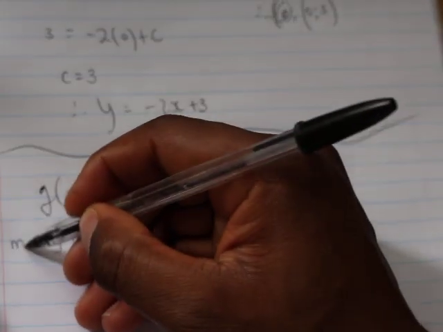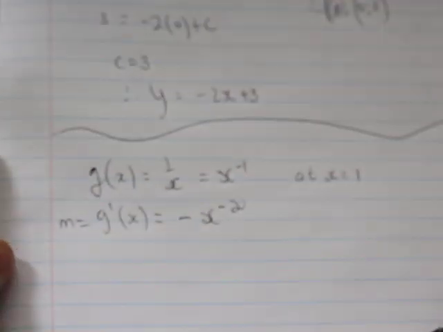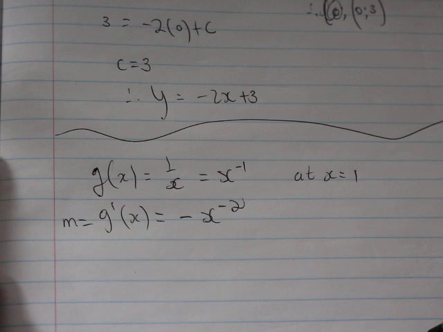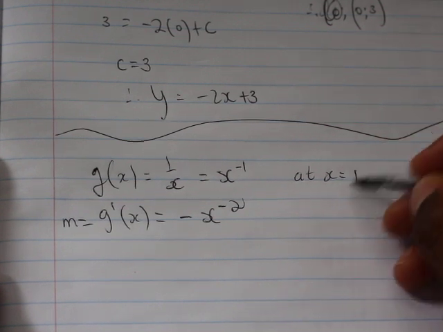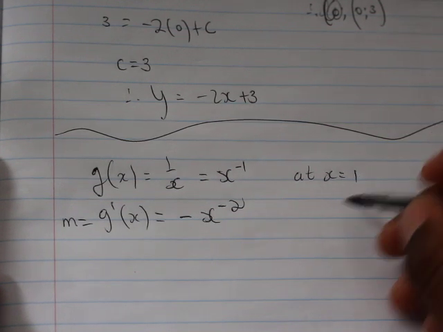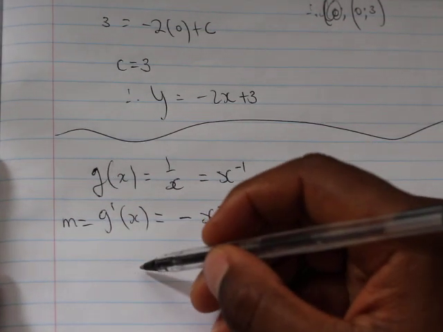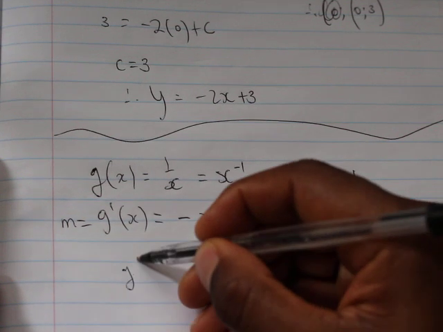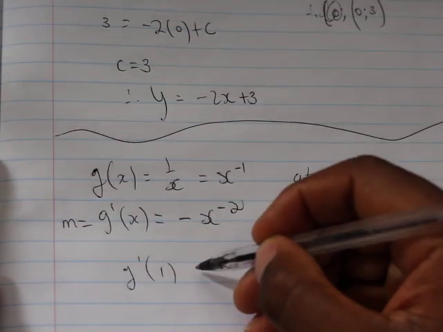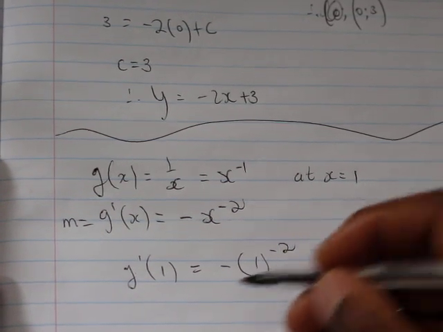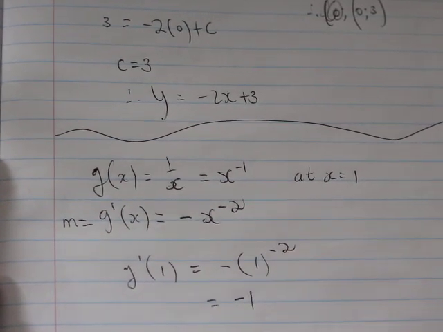So we know that this is the gradient, but what is the actual numerical value of the gradient? That's when we substitute x equals 1, because this is just an expression for the gradient. So g prime at 1 is equal to minus 1 to the exponent -2, which is just -1.